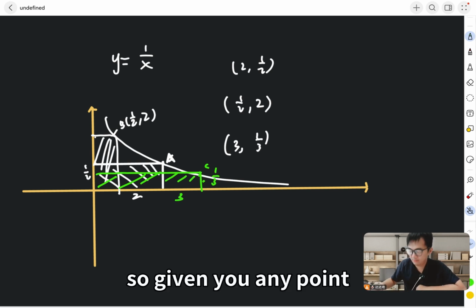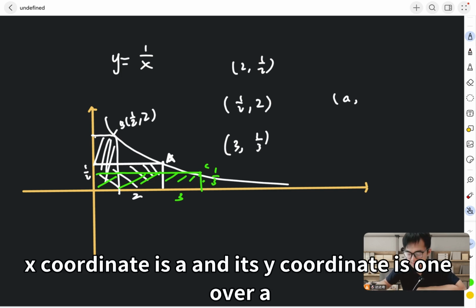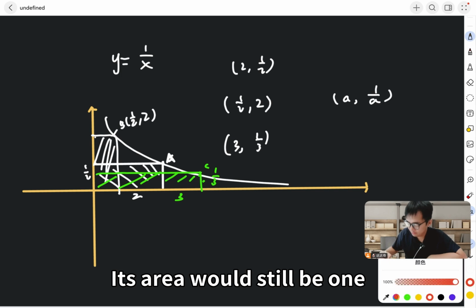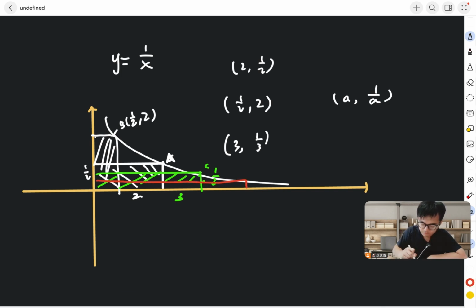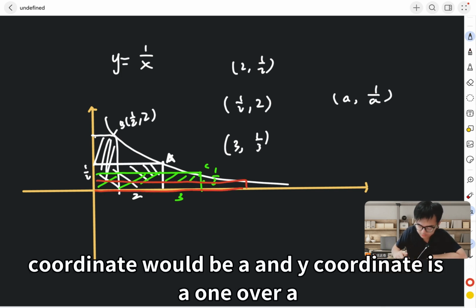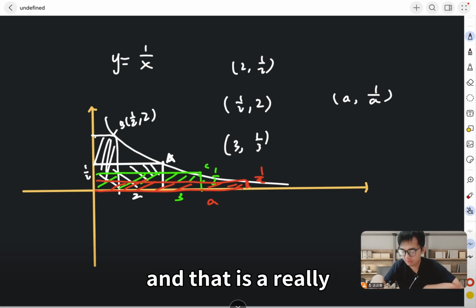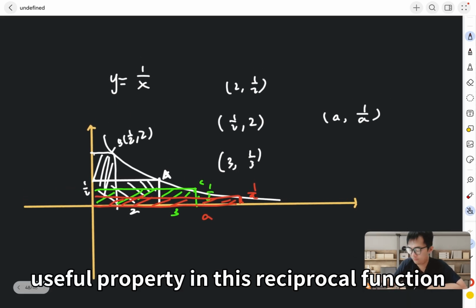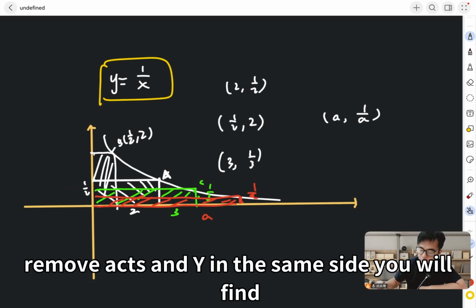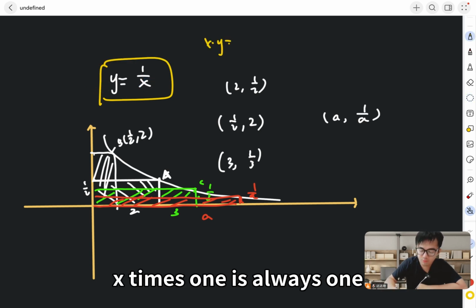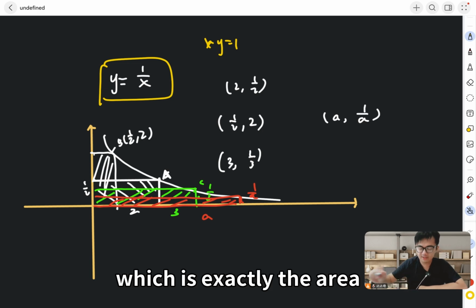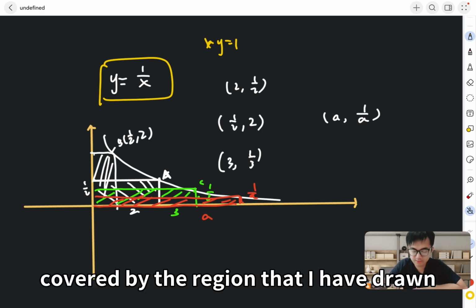So given any point, its x coordinate is A and its y coordinate is 1 over A, its area would still be 1, because its x coordinate will be A and y coordinate is 1 over A. So its area will always be 1. And that is a really useful property in this reciprocal function, because when you multiply x and y on the same side, you will find x times 1 over x is always 1, which is exactly the area covered by the region that I have drawn.